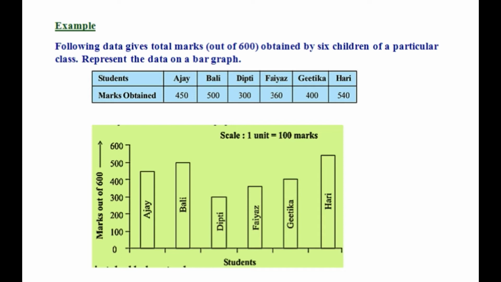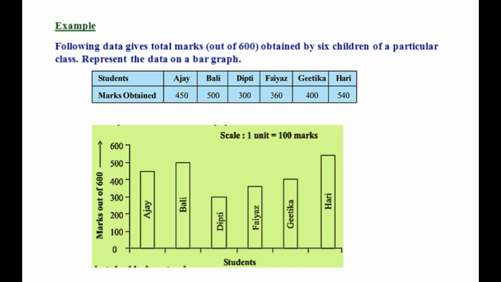Now you see in the y-axis 1 unit is 100 marks. That means 10 small divisions make 1 unit, so each small division is 10 marks. So 100, 200, 300, 400, 500, 600. Up to 600 you take in the y-axis.